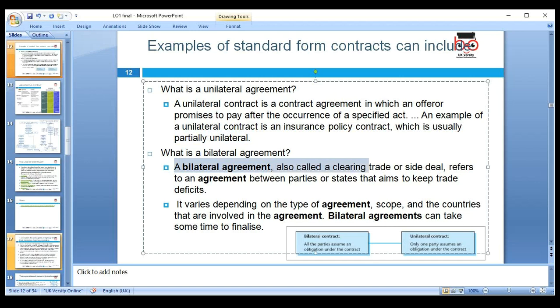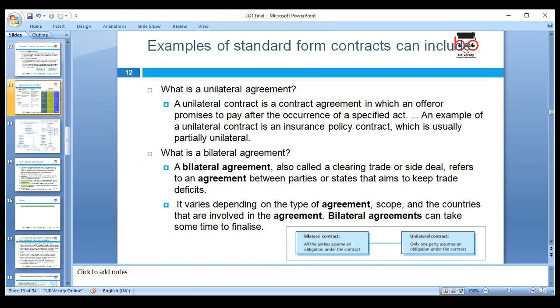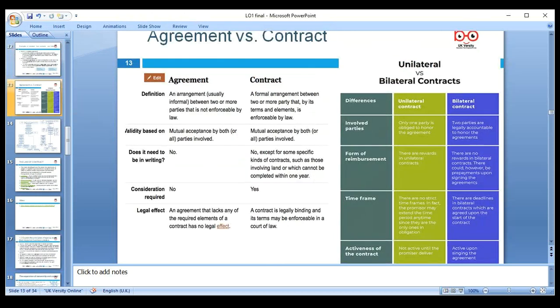Bilateral is also called a side deal, an agreement between the parties. It depends very much on the agreement, the scope and the country. In a bilateral contract, all the parties assume obligations under the contract. In a unilateral contract, only one party assumes the obligation under the contract. So that is the key difference between unilateral and bilateral.